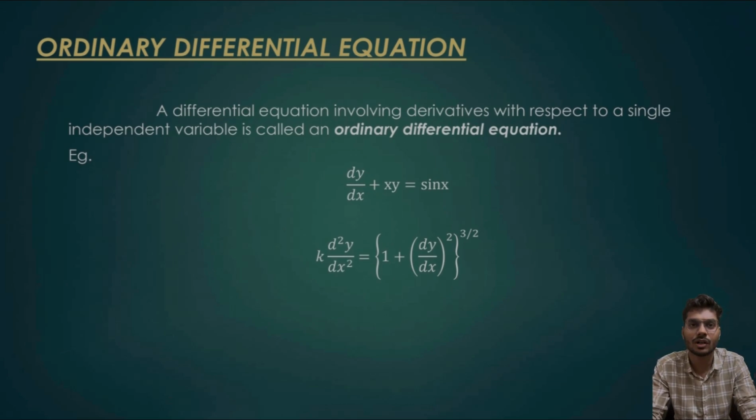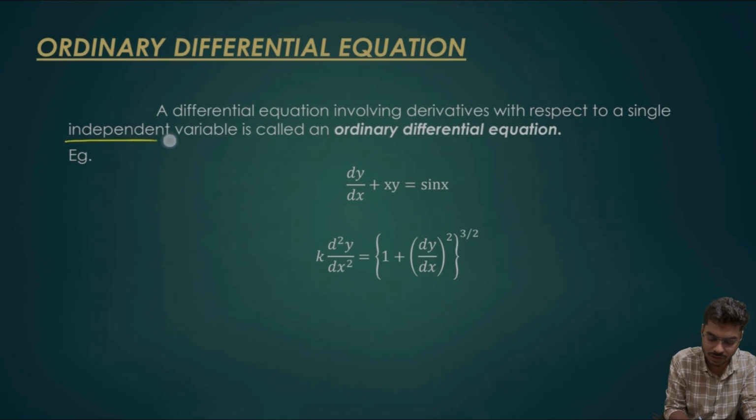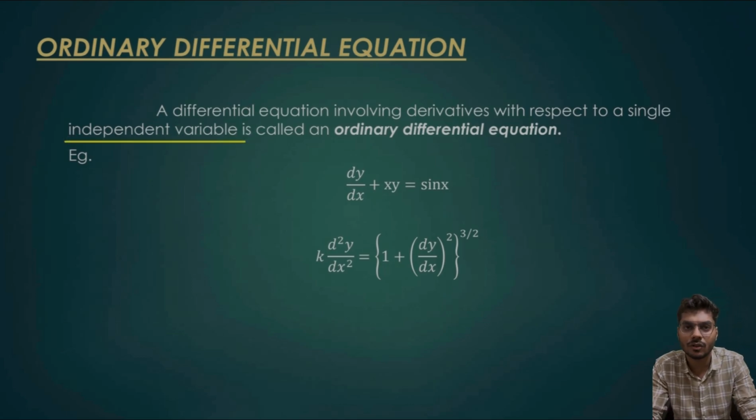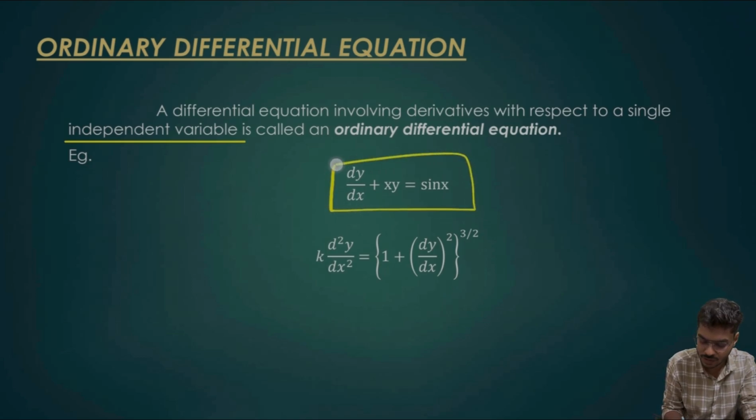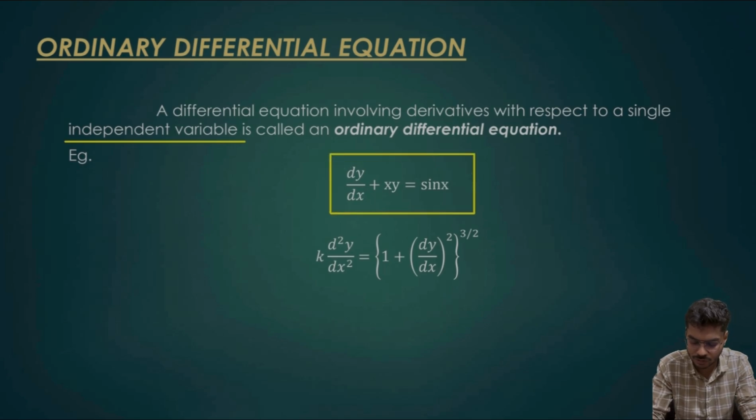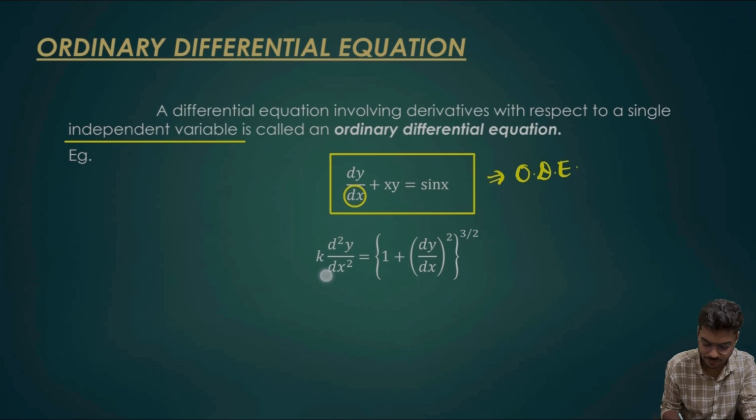So let us discuss the ordinary differential equation. What is an ordinary differential equation? A differential equation involving the derivative with respect to a single independent variable. There will always be one independent variable in the whole equation. See the first example: dy by dx plus xy equal to sin x, right? I can say that with respect to x, we have this differential equation. So that is known as an ordinary differential equation. The independent variable is only one, which is x. Here also we have the double derivative and single derivative with respect to x. So this is also known as an ordinary differential equation.